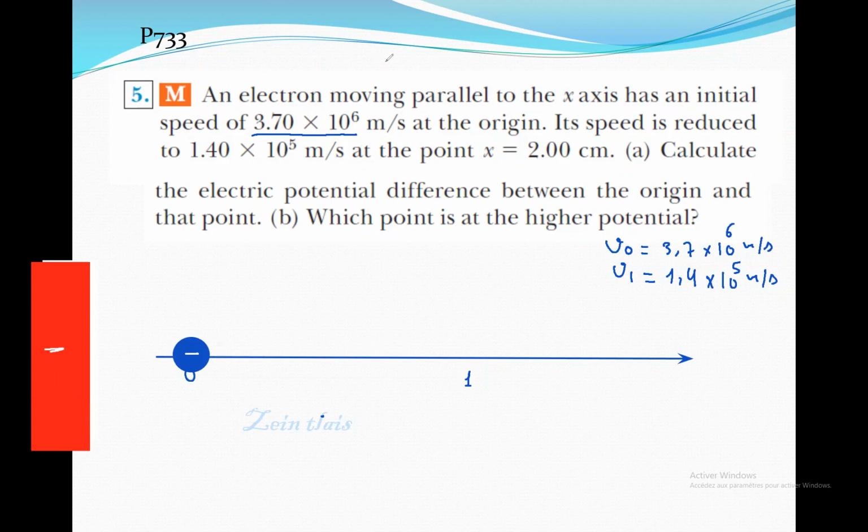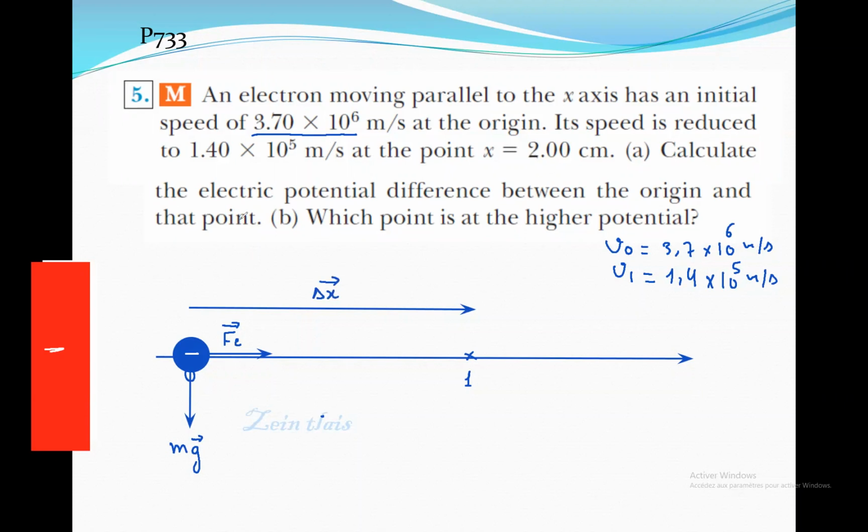So in this case we have an electric force applied on this charge, Fe. And also on the charge you have mg. And the charge is moving from O to 1. So we have a displacement between this point and this point. So here we have dx.